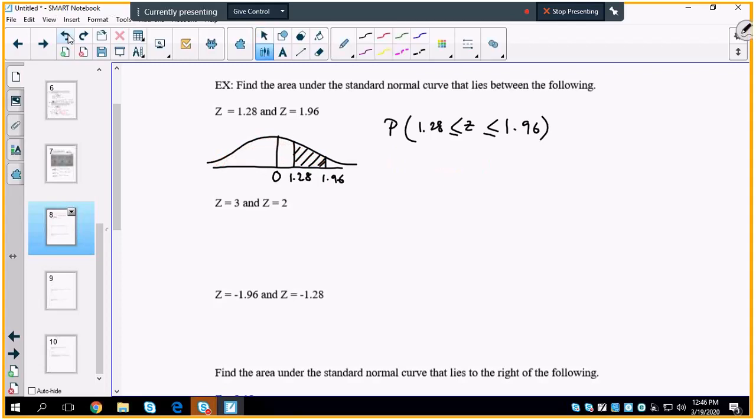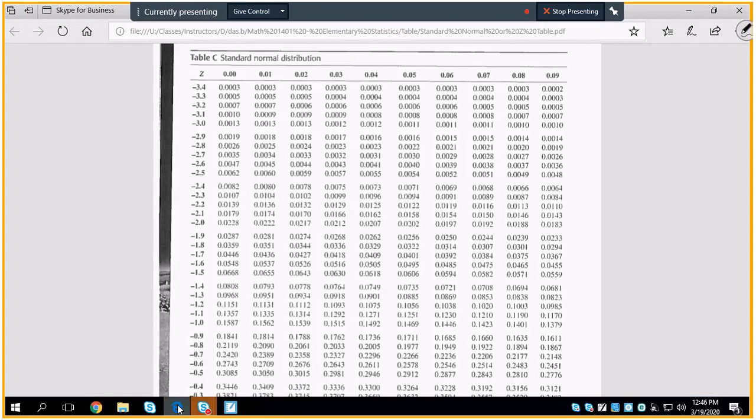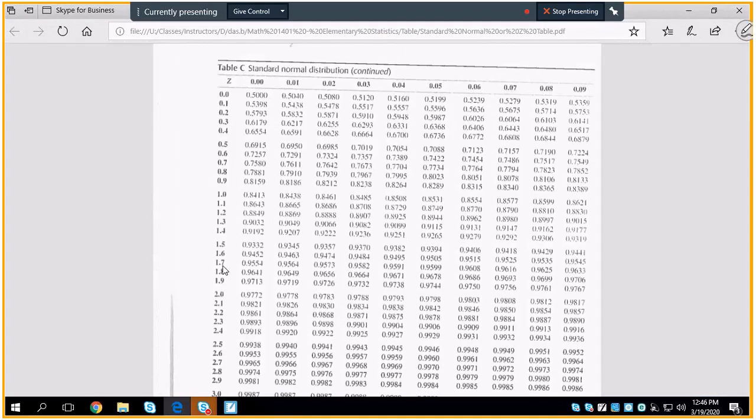I will say it's the probability of z being less equal to 1.96, the higher value, minus probability of z being less equal to 1.28. And remember, both of them you can find from the table directly. The first one is row 1.9, column 0.06. Row 1.9, positive, column 0.06. So I'm here. The value is 0.975.